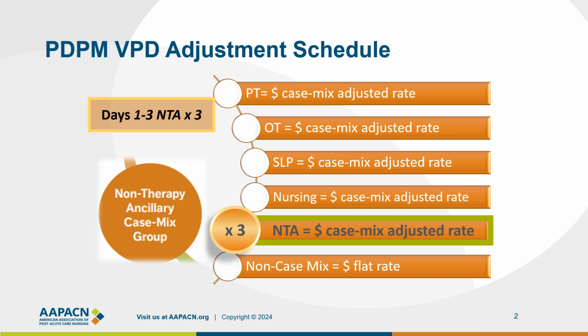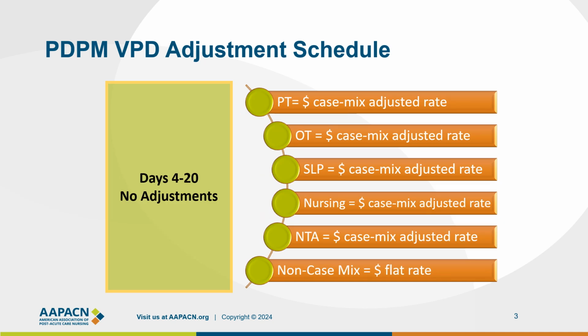Days 1 through 3 of the stay, the NTA component is multiplied by an adjustment factor of 3. So for the first 3 days of the stay, that case mix adjusted rate calculated for the NTA is going to be multiplied by 3. All of those 6 components are going to be added together to give you that daily per diem for days 1 through 3. And again, this is before any wage adjusted calculations. Days 4 through 20, there are no adjustments.